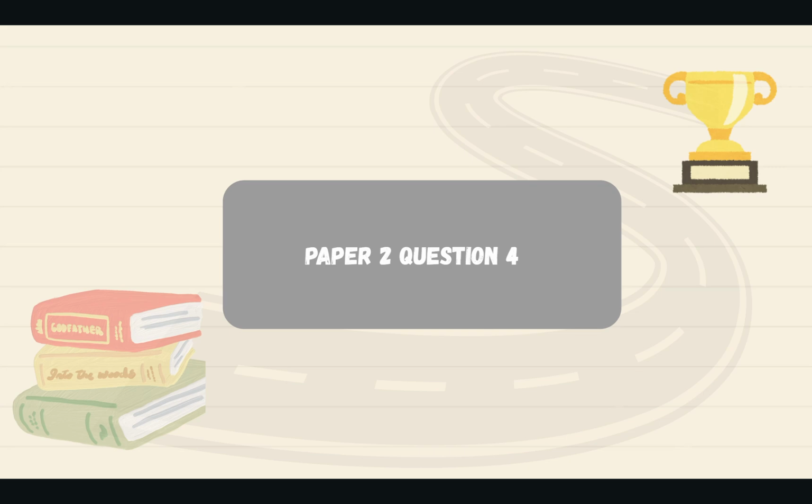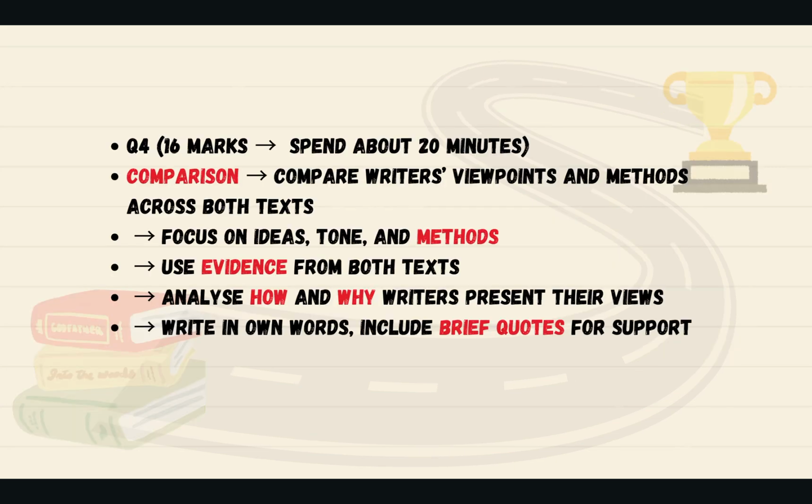Right, Paper 2 question 4 is worth 16 marks, and you have to spend about 20 minutes here. This is a comparison question where you compare the writers' viewpoints and methods across both texts. You have to focus on key ideas, tones and methods and use evidence from both texts. For this question, you have to analyse how and why writers present their views, and you have to write in your own words and include brief quotes for support in your answer.